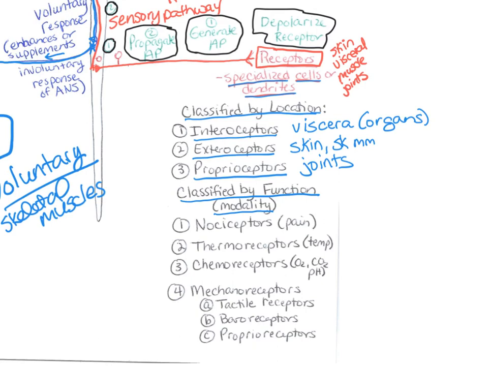If we look at how we classify these receptors by function, we'll talk about nociceptors that carry pain sensations, thermoreceptors that carry information about temperature changes, chemoreceptors that carry information about oxygen or carbon dioxide levels or the pH. And then we talk about mechanoreceptors that can either be tactile receptors, baroreceptors, or proprioceptors. Let's go ahead and look at these classifications by function a little more closely. We'll start by looking at nociceptors.